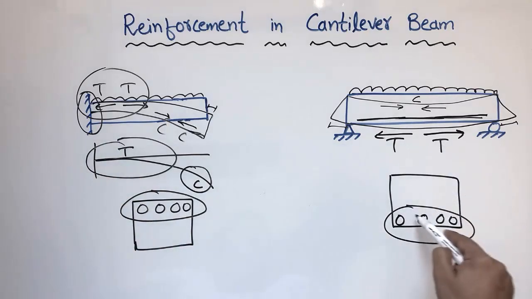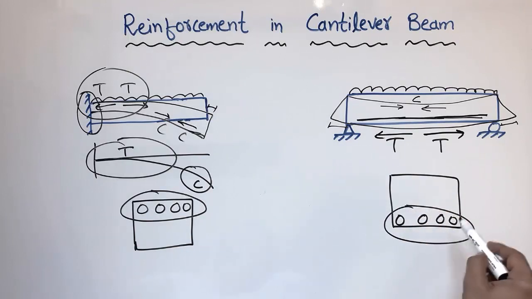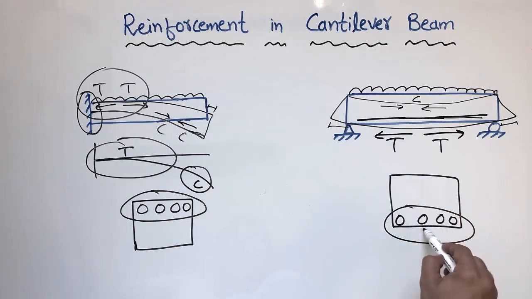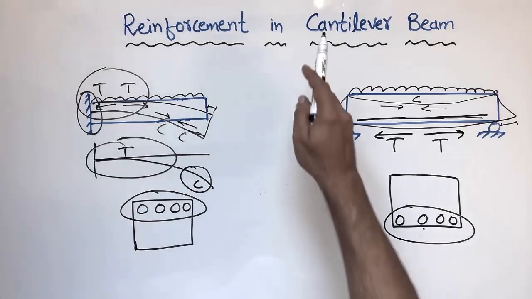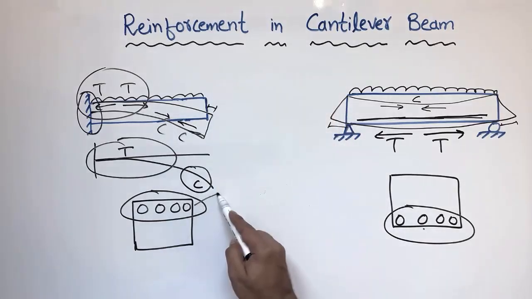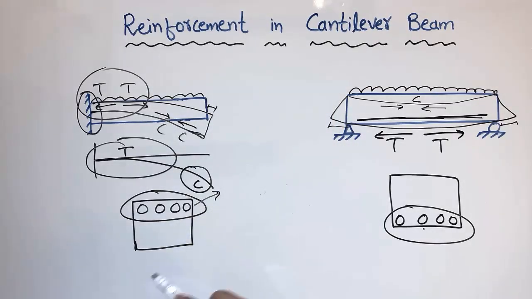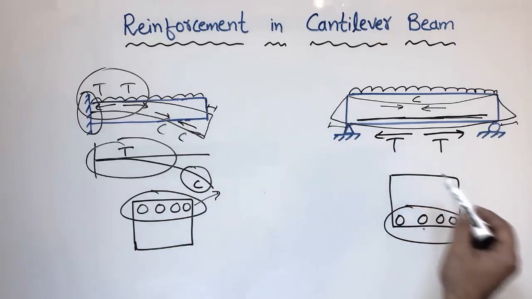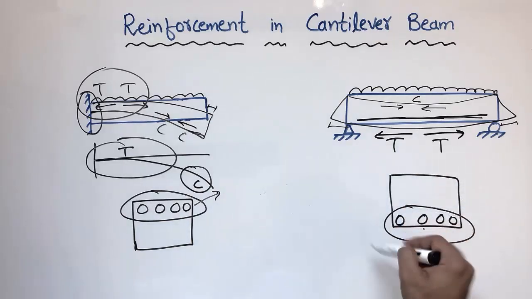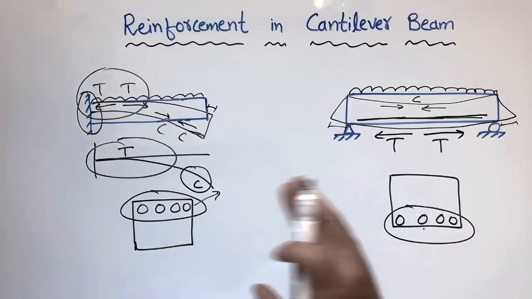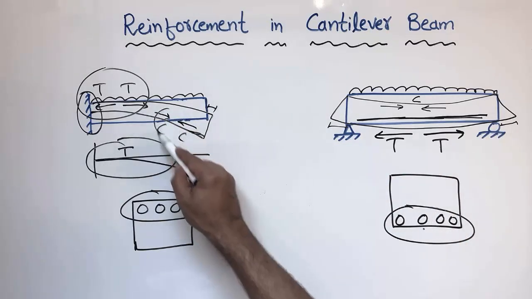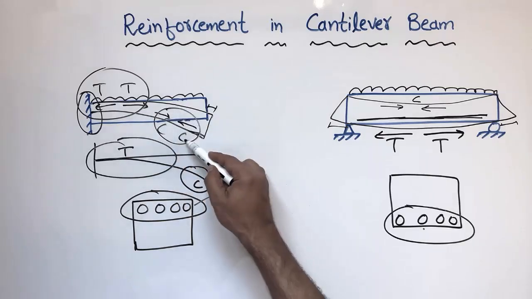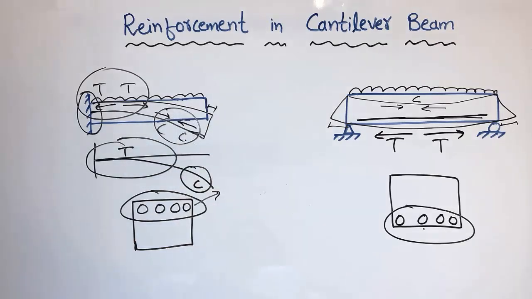While in case of the simply supported beam, it is always in the bottom of the beam. This was the main difference, that why we provide the reinforcement in the cantilever beam at the top of the beam, because we have tension in the top of the beam. While in case of the simply supported beam, we always provide the reinforcement at the bottom of the beam, because the tensile forces are acting at the bottom, while here the compression forces are acting at the bottom, and concrete is enough to take these compressive forces.